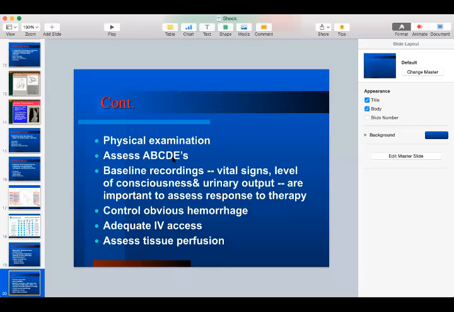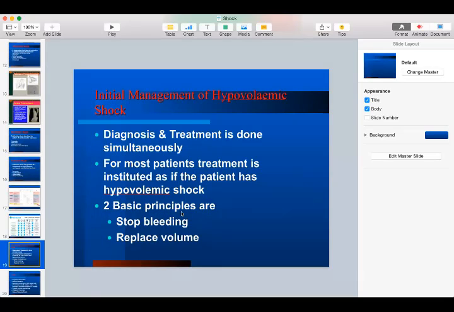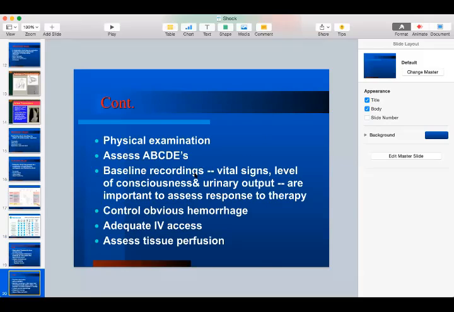So if you can control the hemorrhage by these two basic principles, especially the first one, stop the bleeding, by either applying a tourniquet or putting pressure on the source of the bleed, you can control the hemorrhage and you can control the hypovolemia before the patient goes into hypovolemic shock.